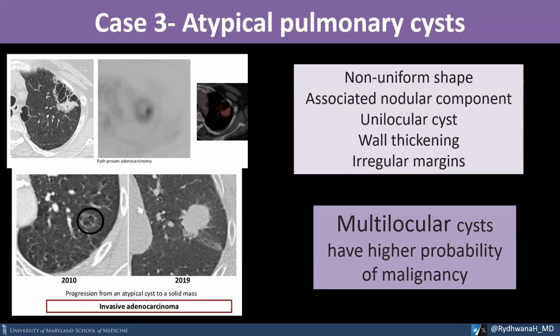And so when you look at some features of these nodules, what are the things that you need to be worried about as far as a cyst that you need to just follow up annually, or is this a cyst that you need to have a follow-up for in 3 months or 6 months from now? So those are things for looking at the shape. You want to look for a non-uniform shape, or ones that have an associated nodular component, or a unilocular cyst, or abnormal wall thickening, or irregular margins. And over time, imaging demonstrated nodule growth.